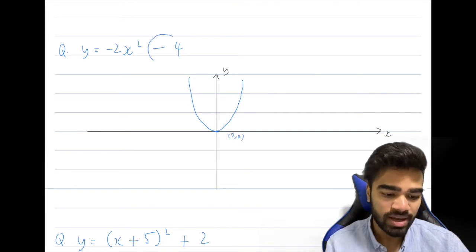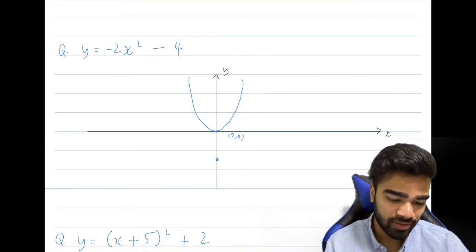Normally, this is just x squared. It's being moved down by 4 units. So down 4 units, like so. Okay, so that's step number 1.